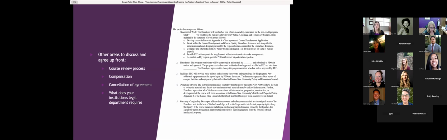The other thing that we might want to consider discussing up front is what does that cancellation of agreement need to look like if for either party, this ends up not being able to proceed? What are the terms of that? And that should be spelled out as well.